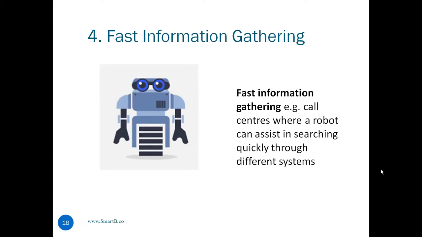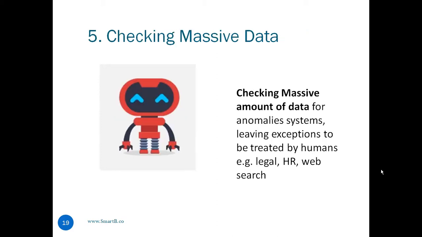It's fast for gathering information. You can get the bot to go look for archives or databases in your system and find specific information for you. Checking massive amounts of data, again, for example, on the legal side or the HR side, where you need to check your records, you need to find specific information. The bot is very good at doing this.